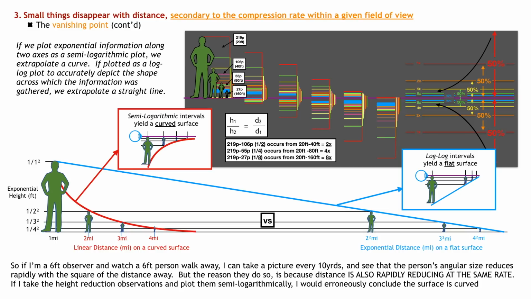But in essence, if I'm a 6-foot observer and watch a 6-foot person walk away, I can take a picture every 10 yards and see that person's angular size reduce rapidly with the square of the distance away, for instance. But the reason they do so is because distance is also rapidly reducing at the same rate, i.e. exponentially. So if I take the height reduction observations and plot them semi-logarithmically, once again, I would erroneously conclude a surface is curved. So again, please see part 5 for more discussion on that aspect. What I'm showing here in the upper photo is just the linear rate. If you extrapolate the pixel change within that photograph versus the actual distance away, you get a linear relationship.